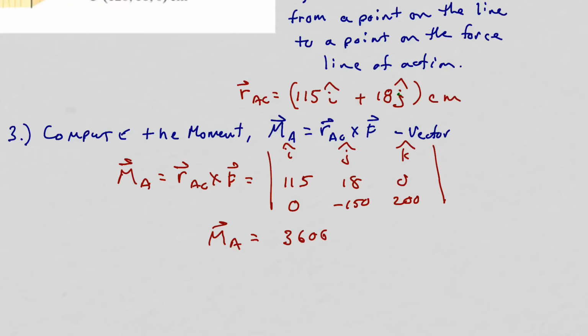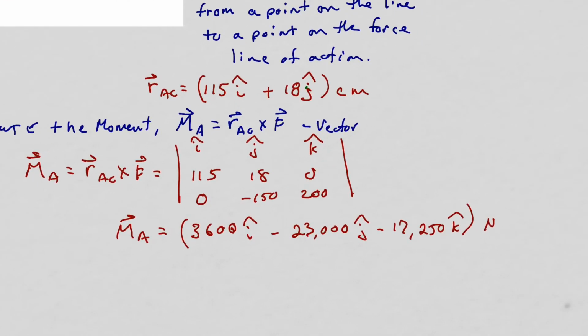3600 I hat minus 23,000 J hat minus 17,250 K hat. And the units on that are Newton centimeters.